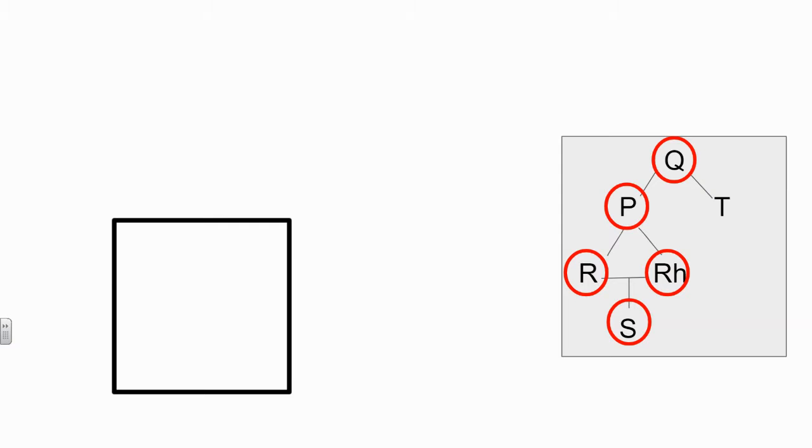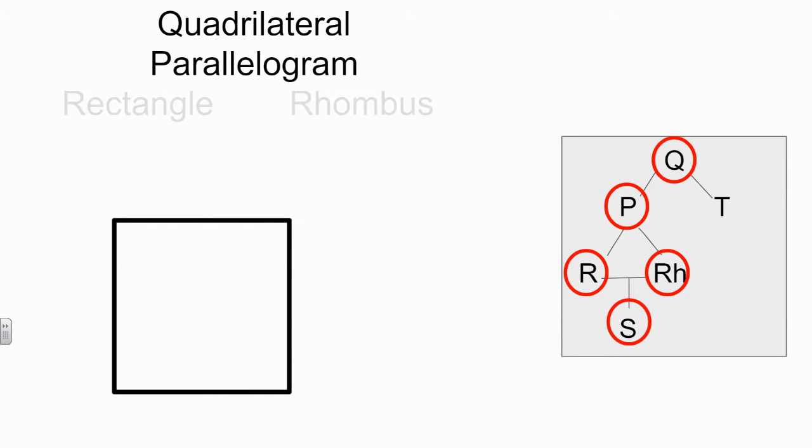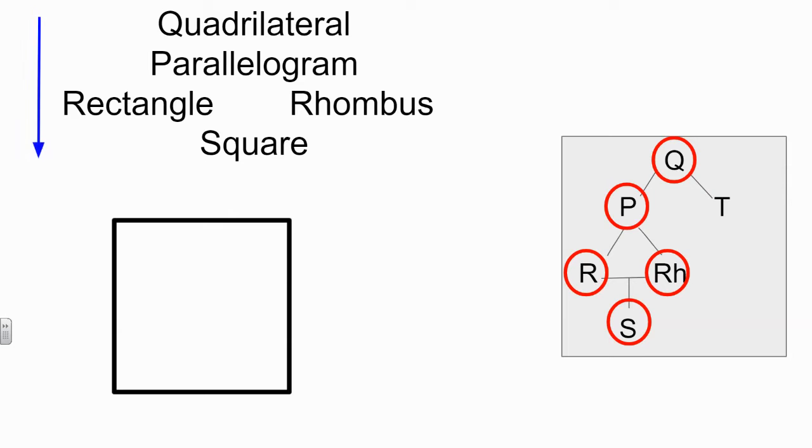And what's really interesting is something you may have never realized: a square is one of the first shapes you learn when you're little, but you didn't realize that a square is a quadrilateral. A square is a parallelogram. A square is a rectangle, and a square is a rhombus. But the best name, because we get more specific as we go down, the best name for a square is a square. It can be called all those other things, but that's the best name.